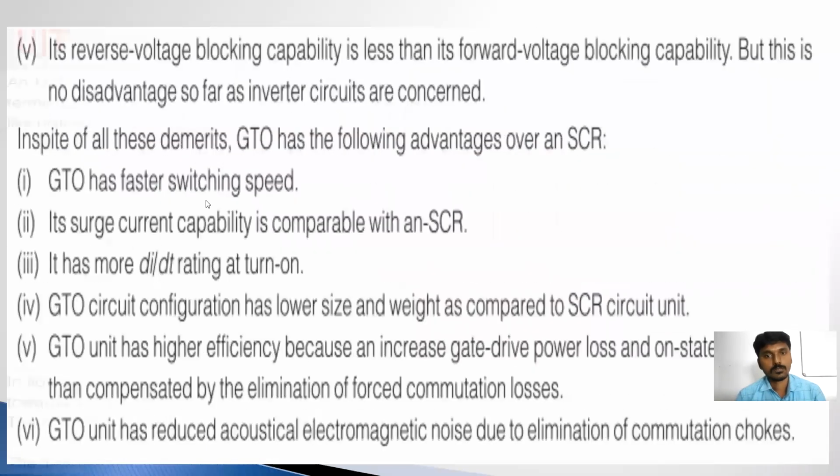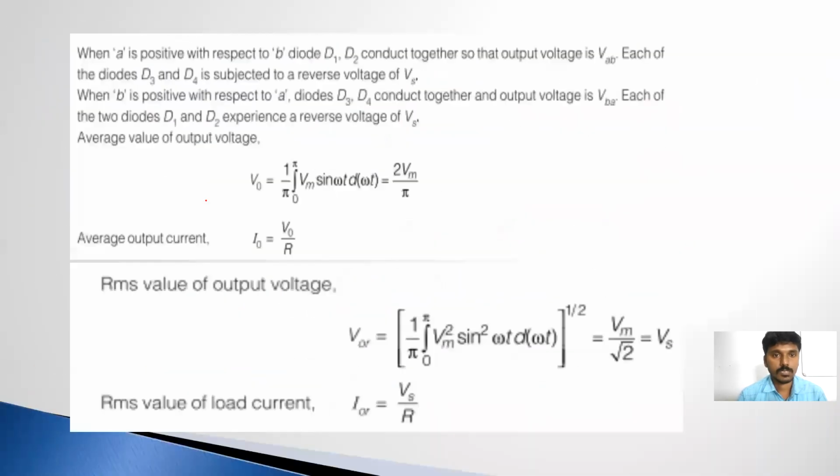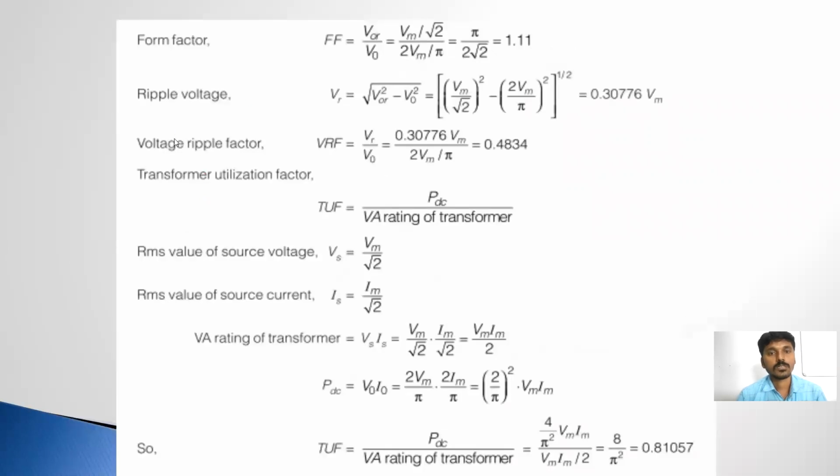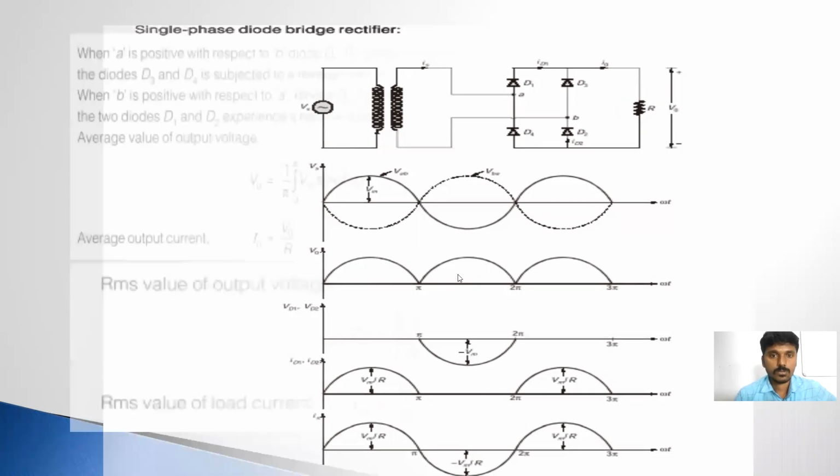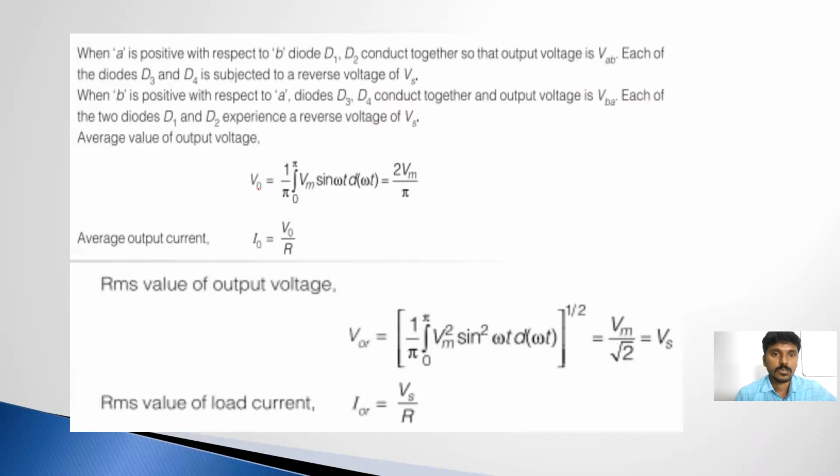Clear? In the same way you can explain the other circuits. For example, a single phase full wave diode rectifier. This is the output voltage waveform. The current waveform is also the same because it is a resistive load. We have to remember these formulas. V0 is equal to 1 by pi integral 0 to pi Vm sin omega t d omega t, that is 2 Vm by pi. You can derive these equations.